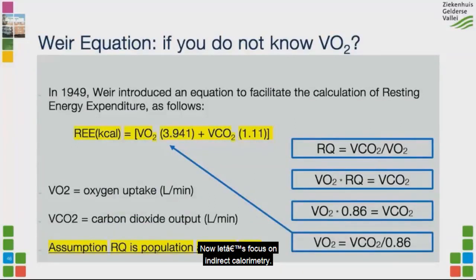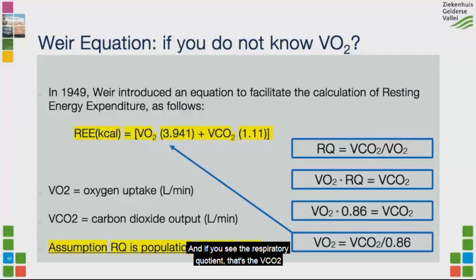Now let's focus on indirect calorimetry. It's all based on the Weir equation. This is an old equation from years ago, and the resting energy expenditure of a patient can be calculated in kcals per 24 hours when you use this equation: the VO2 times 3.9 and the VCO2 times 1.1. Also important to notice here that the effect of the VO2 is 4 times more important than the effect of the VCO2. It's only 1.1.